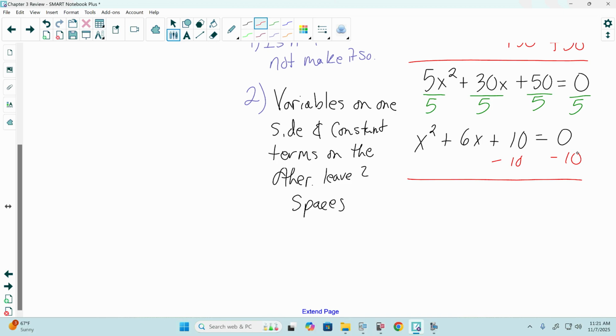subtract 10 from both sides, because our variable terms are our x squared and our 6x, and that's it. Our constant term, our number without the variable, is 10. So we move it to the other side. Since it's positive 10, we would subtract 10 from both sides. If it had been negative 10, we would add 10 to both sides. Because our 10 minus 10 is 0, and 0 minus 10 is negative 10. So that takes us through steps 1 and 2.